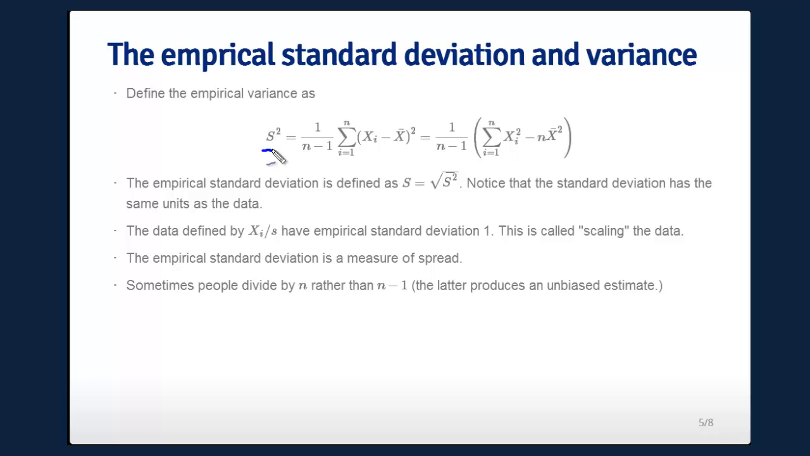So at any rate, the standard deviation is a measure of spread, whereas the mean was a measure of central tendency. And of course we divide by n-1 rather than n. That obviously doesn't change much. It's a factor of n-1 over n. As n gets large, that doesn't make any difference, but it produces an unbiased estimate.